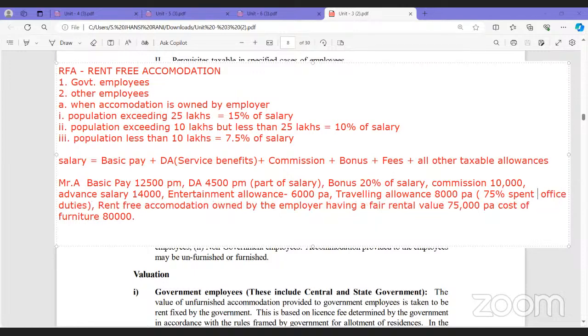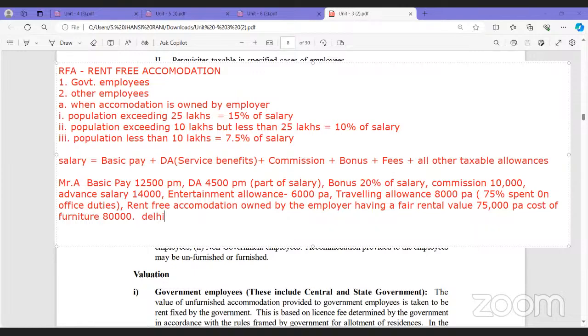Now, they've given us three pieces of information. Suppose I take that he is living in Delhi. Delhi means what will be the population? Whenever it is given like this to calculate rent-free accommodation, I should know that rule. Whether he is a government employee or other employee. He is not a government employee. It's very clear, they did not mention anywhere.